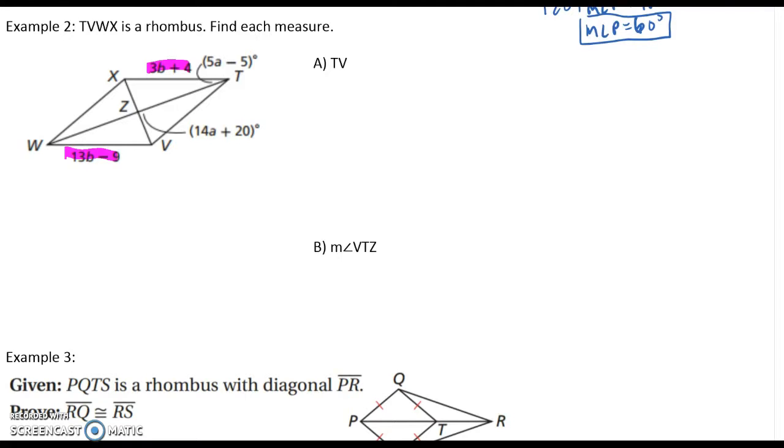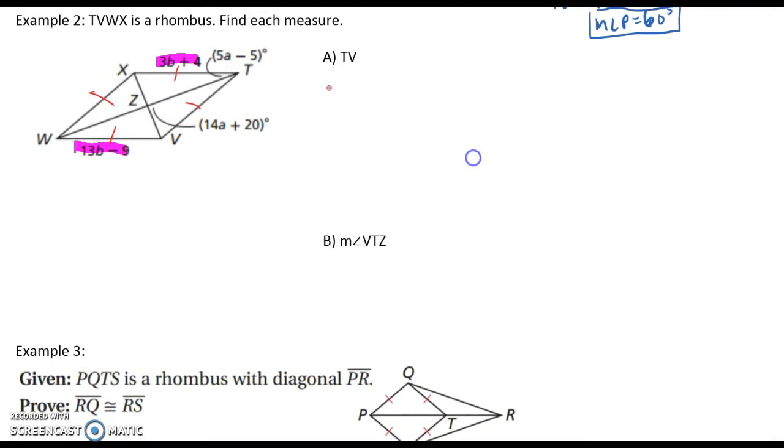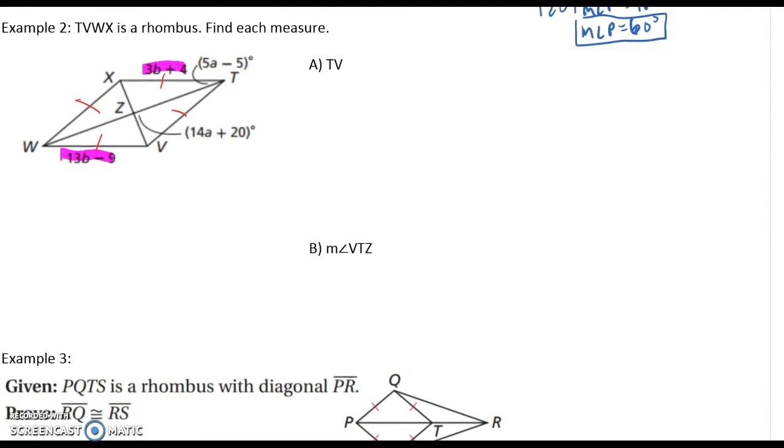Well, we said all four sides are congruent, right? So WX should be congruent to TX, which should be congruent to TV, which should be congruent to WV. So since TV is congruent to all the other sides, if I can just figure out one of those sides, I'm solid. And how do I do that? Well, let's go ahead and solve for B and plug in our information for B.